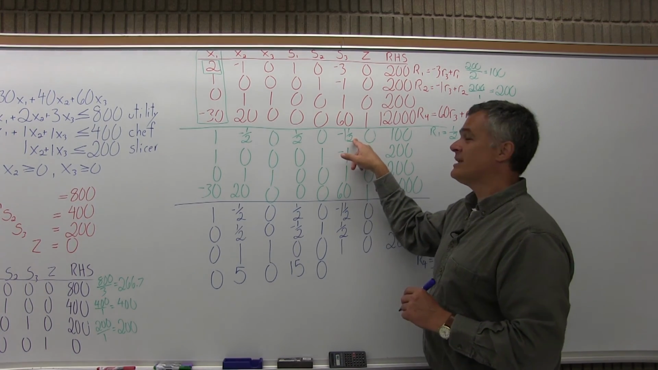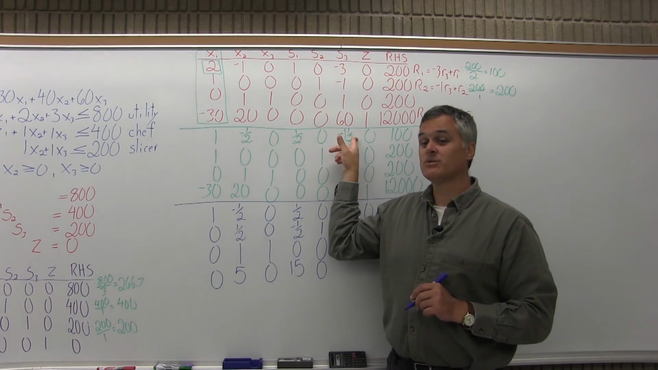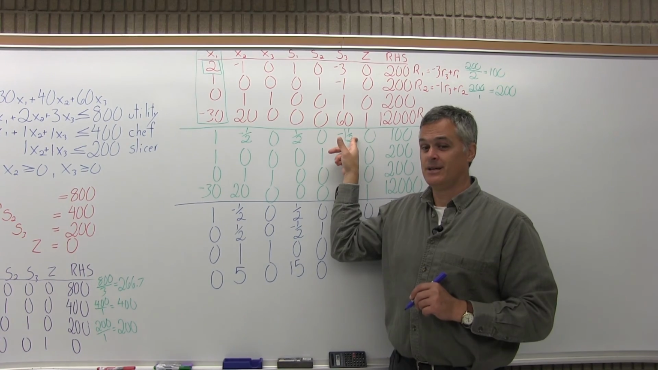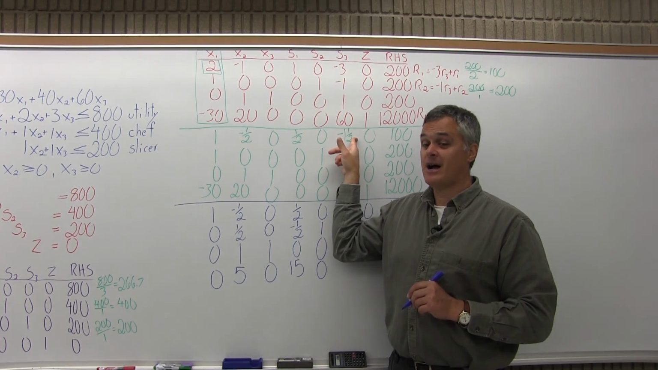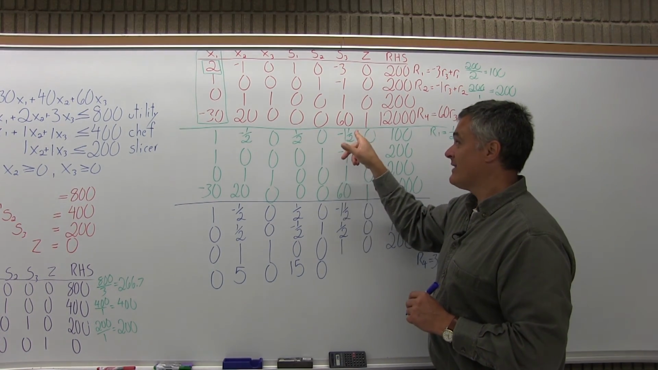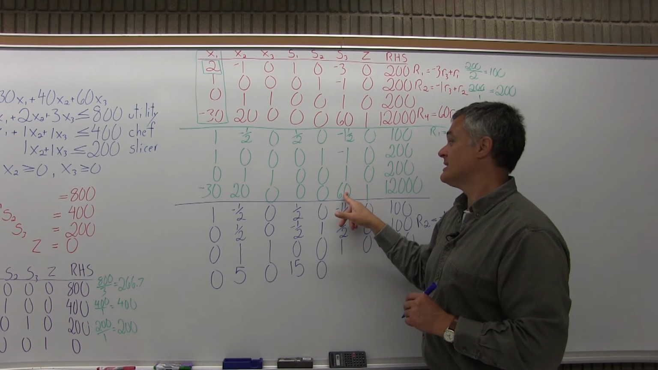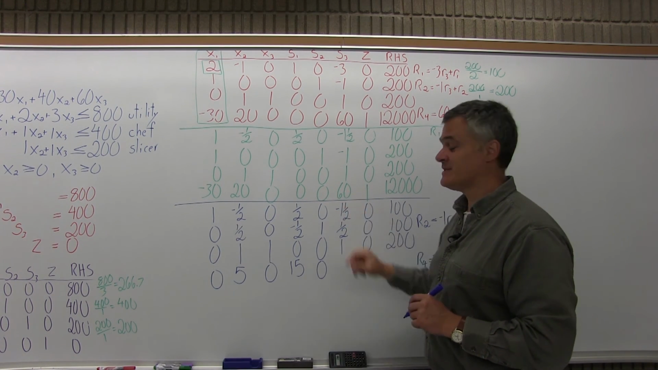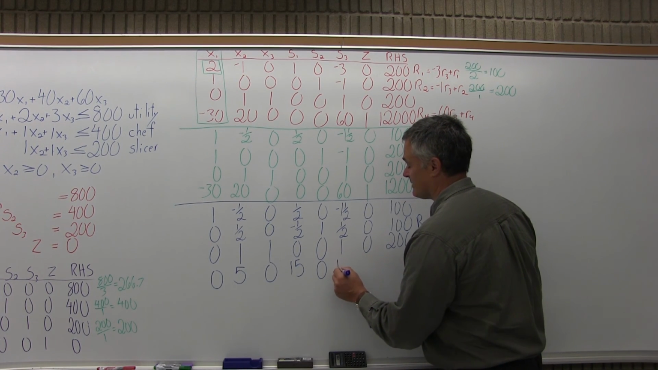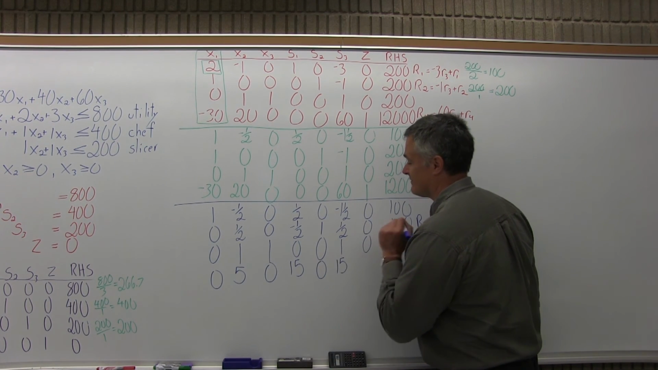So negative 30 times row 1 is negative 30 times 1.5. That's negative 45. And I'm going to add that negative 45 to what's in row 4. So it's negative 45 plus positive 60. So fortunately it's positive. It's positive 15.